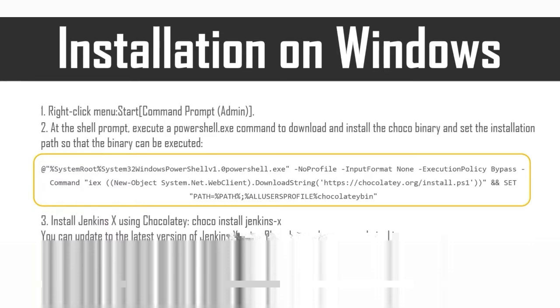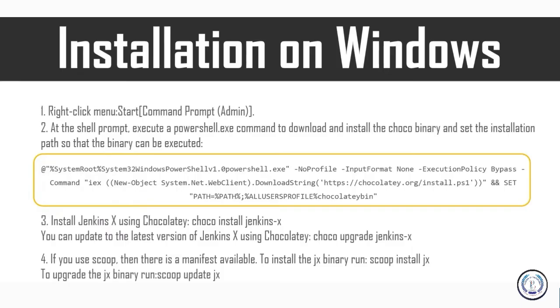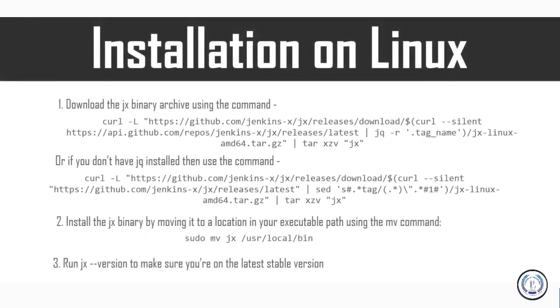If you're using Scoop, then there's this command called scoop install JenkinsX or JX. And to upgrade the JX binary, you need to run the command scoop update JX. So these were the simple steps that you need to follow for installing JenkinsX on Windows. And if you talk about the Linux operating system, these are the steps that you need to follow.